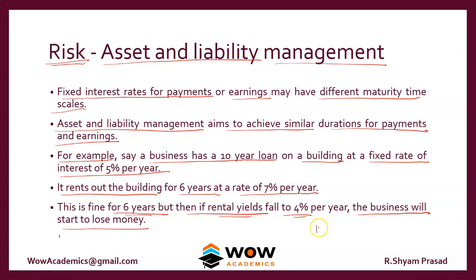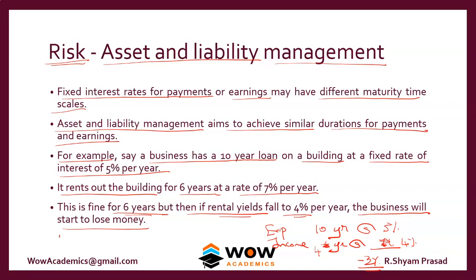So the company has bought a building with a 10-year loan at an interest rate of 5%. This is their expense, but they also have an income. The income works for 6 years and the income is going to be 7%. So the company effectively earns 2%. For 6 years it is okay, but what would happen after the 6 years? If the yield falls for the next 4 years to something like 4%, the company will negatively earn 3%. So that would be the problem here.